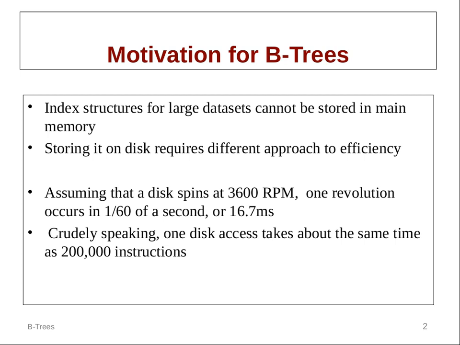Why it's so important: if you have a 3600 RPM disk, 1 revolution takes 1/60th of a second, or 16.7 milliseconds, which is incredibly slow. In other words, your computer can do about 200,000 instructions or operations, additions, in the time it takes the disk to revolve once.